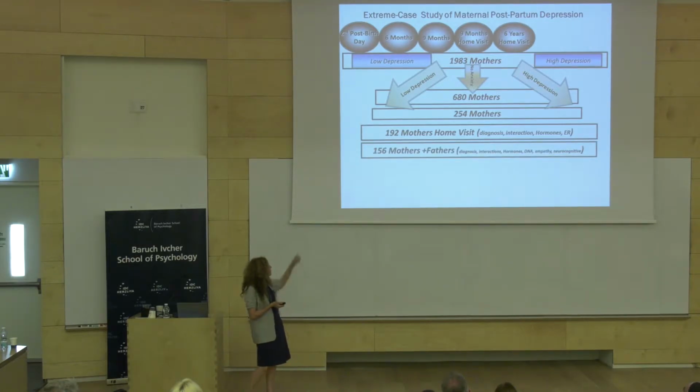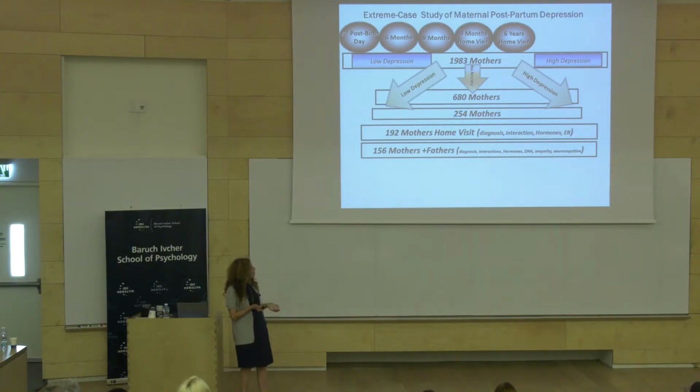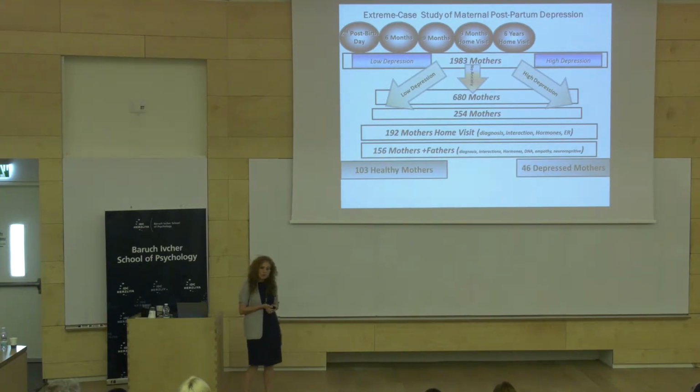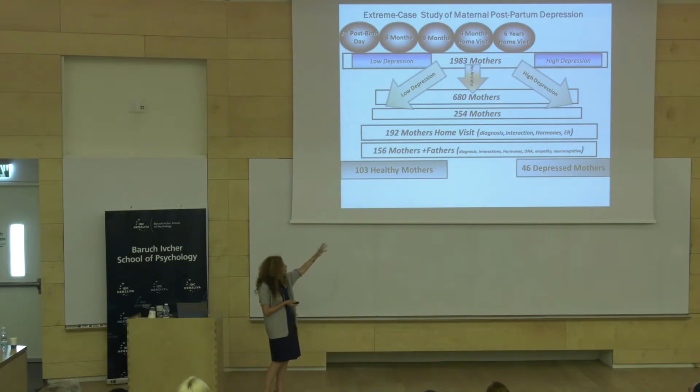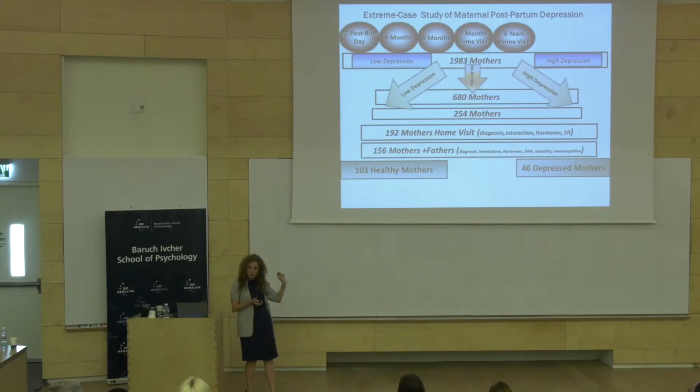At 6 years, we were left, this was not a choice anymore, this was general attrition, with 156 mothers and fathers. We went again to the home, we collected DNA and interaction and hormone and measures of empathy and neurocognitive measures, and we came up with 2 groups that are parallel to the high lickers and the low lickers. So we had 103 healthy mothers. We excluded all those who were in the middle, or all those who received other psychiatric diagnoses.